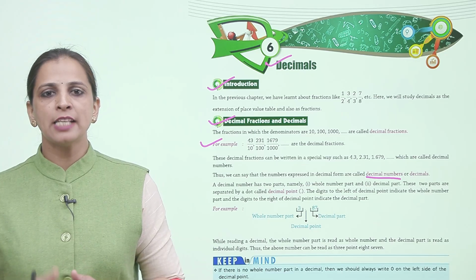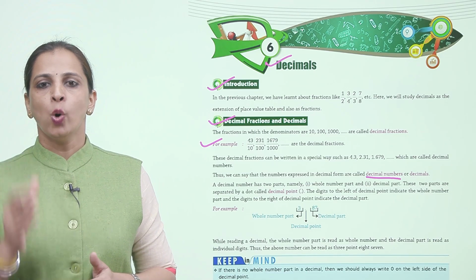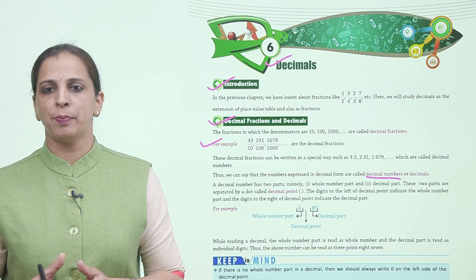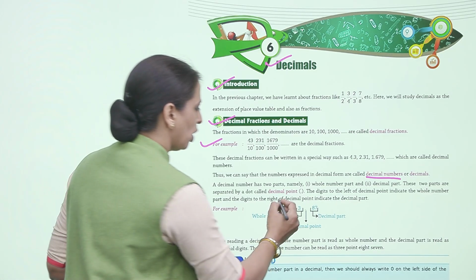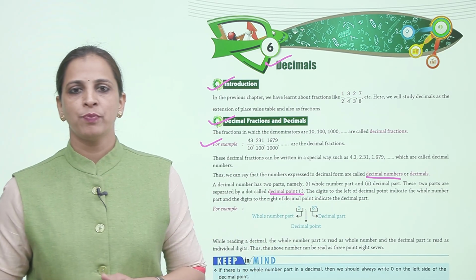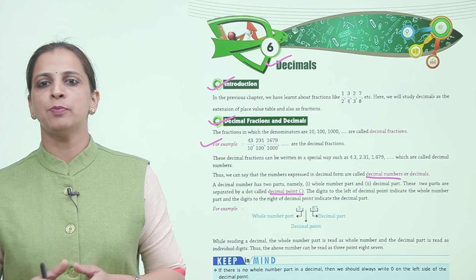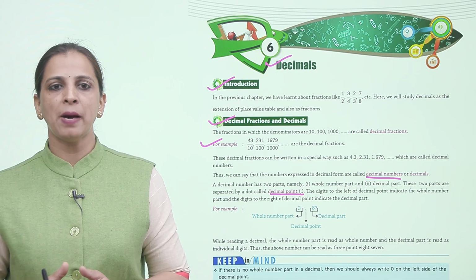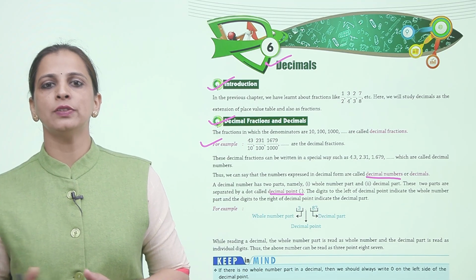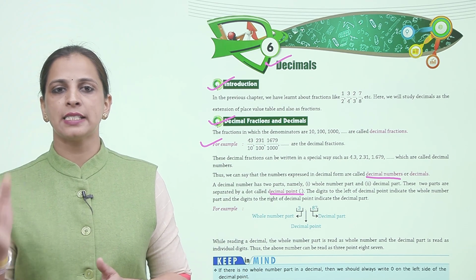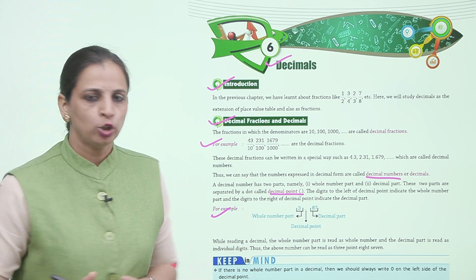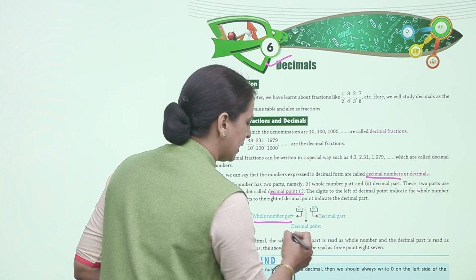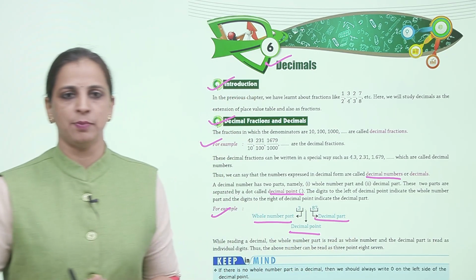A decimal number has two parts, namely first whole number part and second is decimal part. These two parts are separated by a dot called decimal point. The digit to the left of the decimal point indicates the whole number part and the digit to the right of the decimal point indicates the decimal part. For example, 3.87. So 3 is the whole number part, decimal point, and 87 is decimal part.